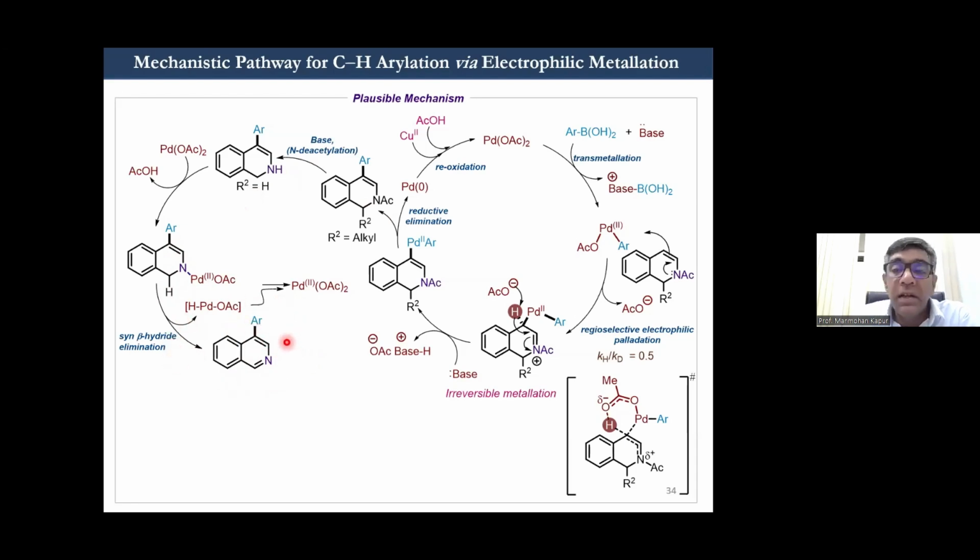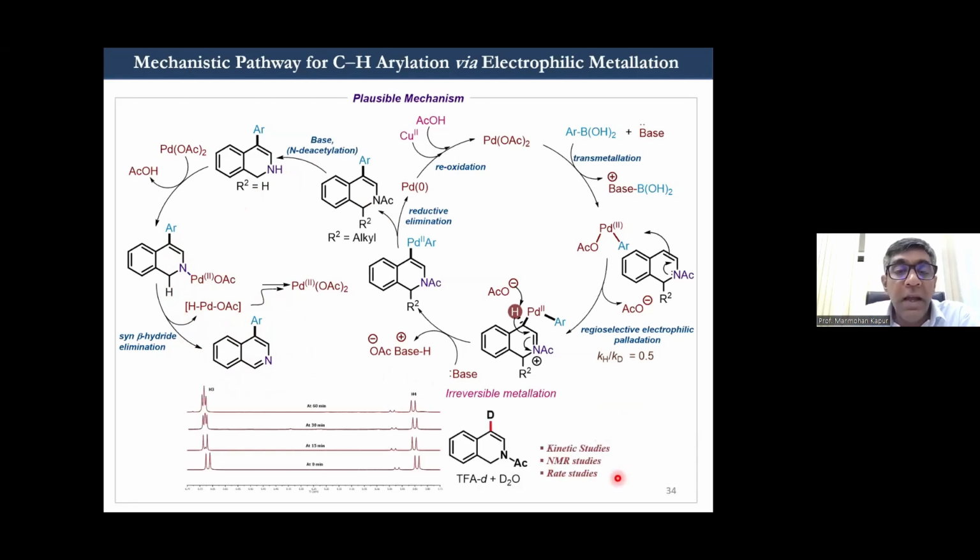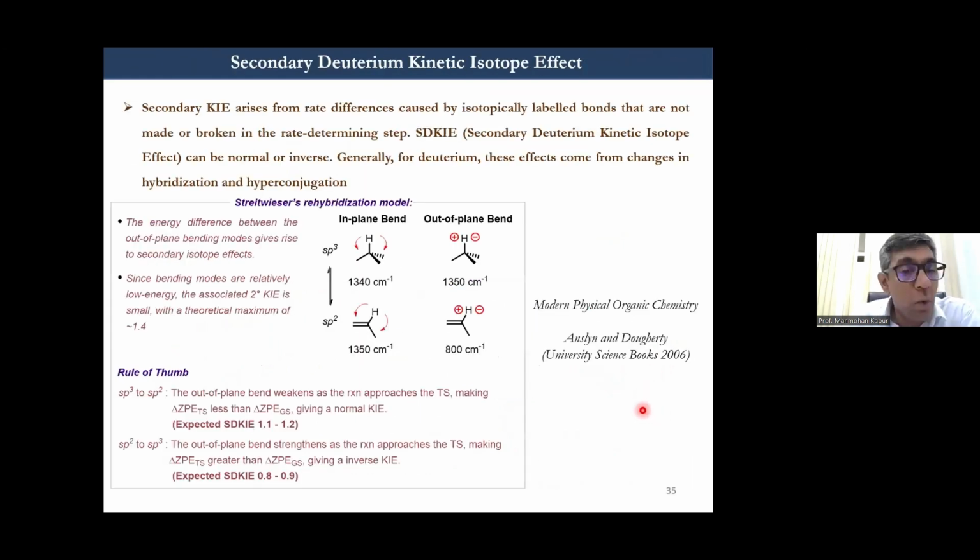In this particular case, we found by NMR that indeed the C4 position was the most electrophilic, the position where an electrophile would be picked up. And in this particular case, we found that the kinetic isotope effect was actually 0.5. Why is this actually 0.5? Now, what is happening in this particular case?